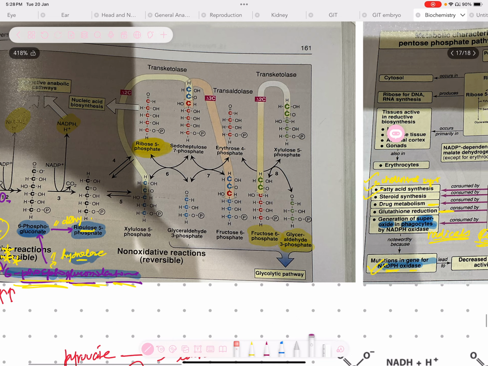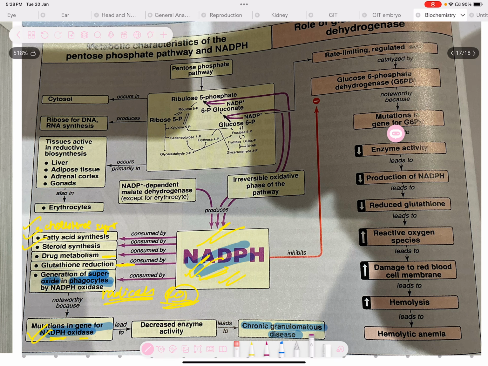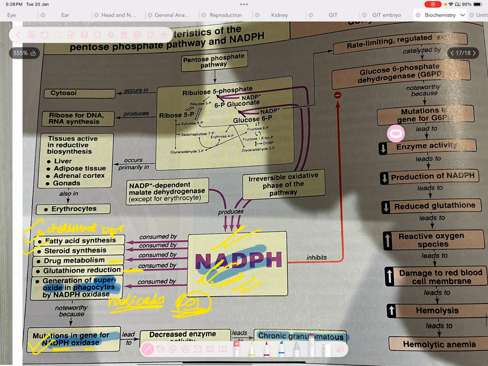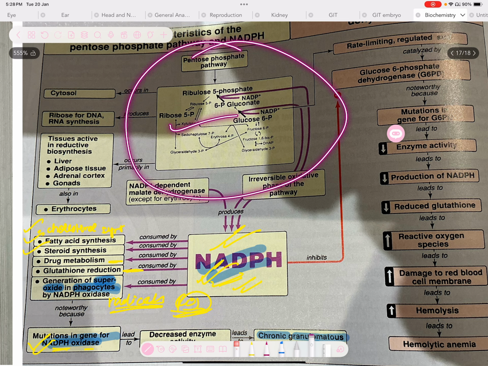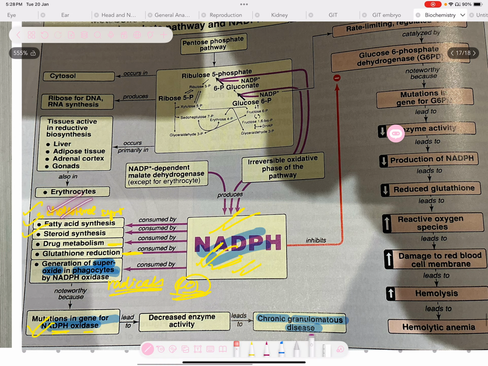That's the products. And now you may be wondering why we need NADPH. What is its importance? So before moving to that, this is the pentose phosphate pathway. These were the two steps where we produced NADPH. This entire pathway occurs in the cytosol, and ribose is important for RNA and DNA synthesis. It occurs primarily in liver, adipose tissue, adrenal cortex, and gonads. These are the tissues which are active in reductive biosynthesis, and also it occurs in erythrocytes, very importantly.